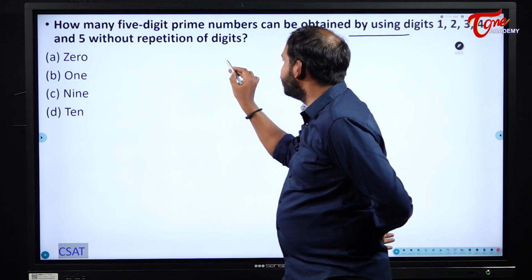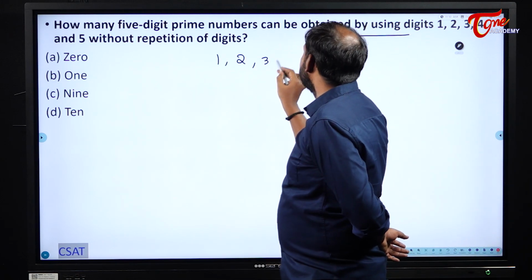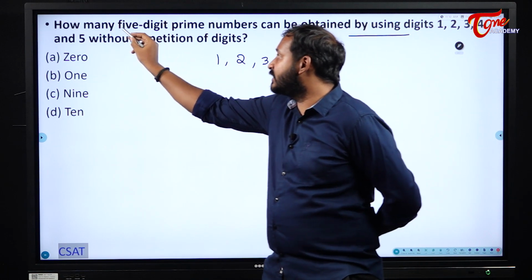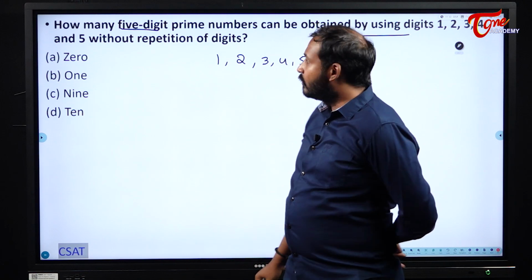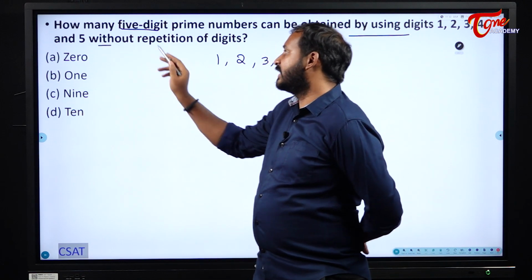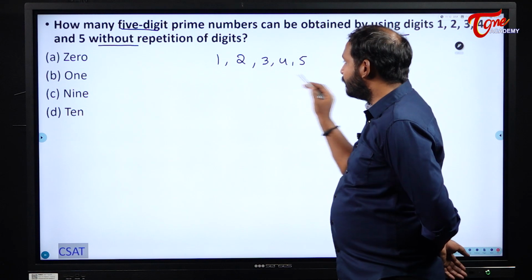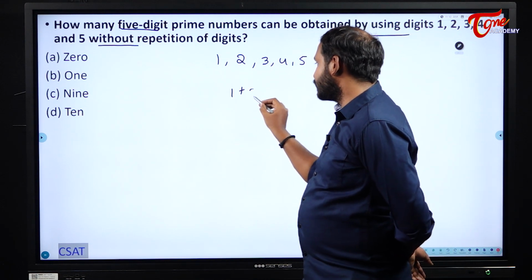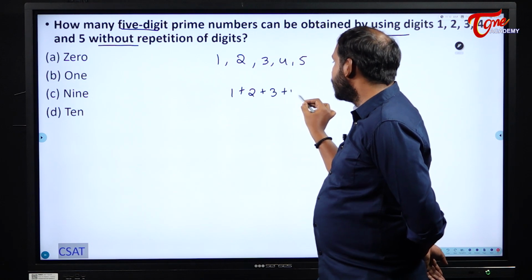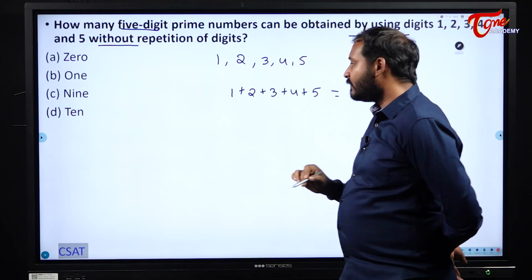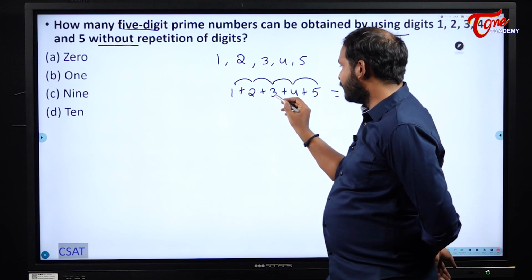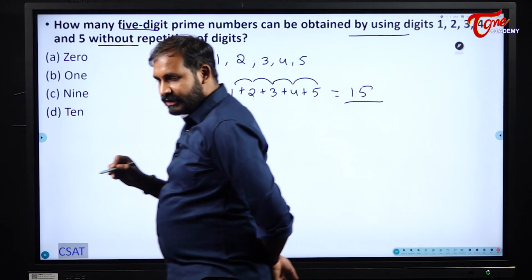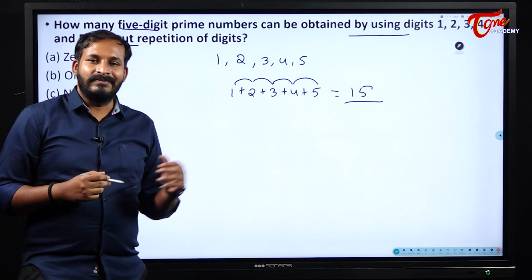First and foremost thing, the given digits are 1, 2, 3, 4 and 5. And we need to use all the 5, because we are forming a 5-digit number. And without repetition, they clearly mentioned. So all the digits should be used to form the number. Whenever you see this type of questions, please add the digits first. 1 plus 2 is 3, 3 plus 3 is 6, 6 plus 4 is 10, 10 plus 5 is 15. Now the digit sum is 15.